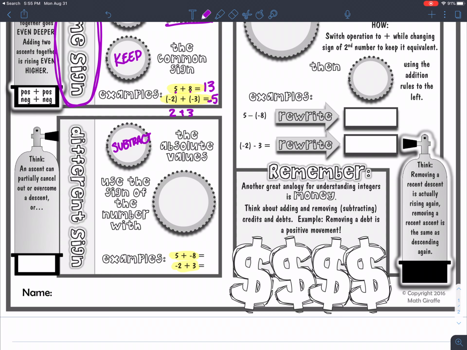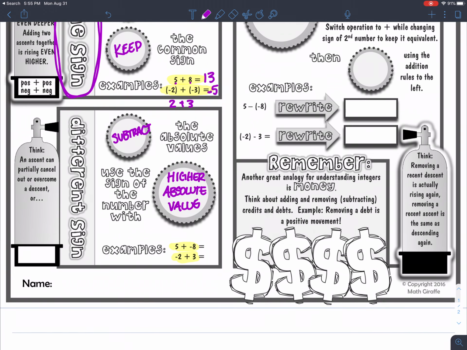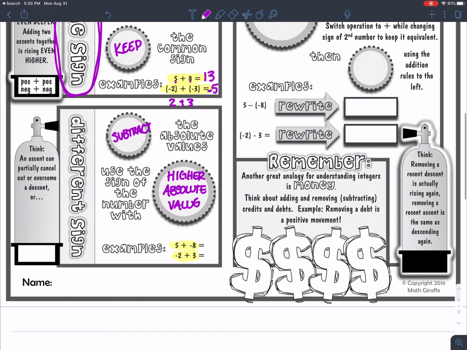And then we are going to use the sign of the higher absolute value. Now, I'm going to explain a little bit about what that means. We are going to subtract the numbers. So let's go down to our examples, 5 and negative 8.